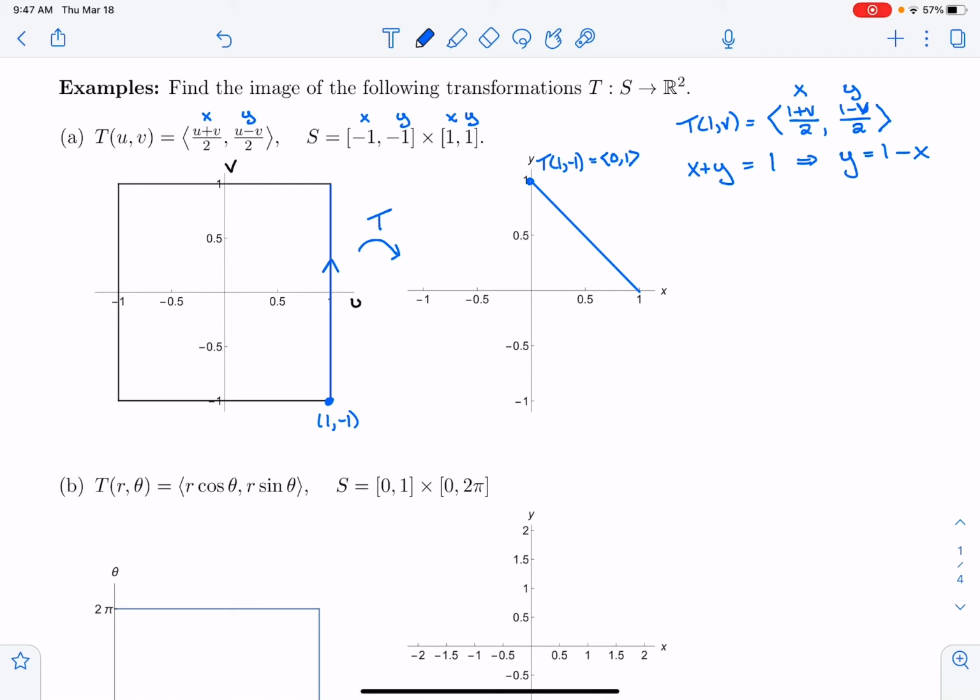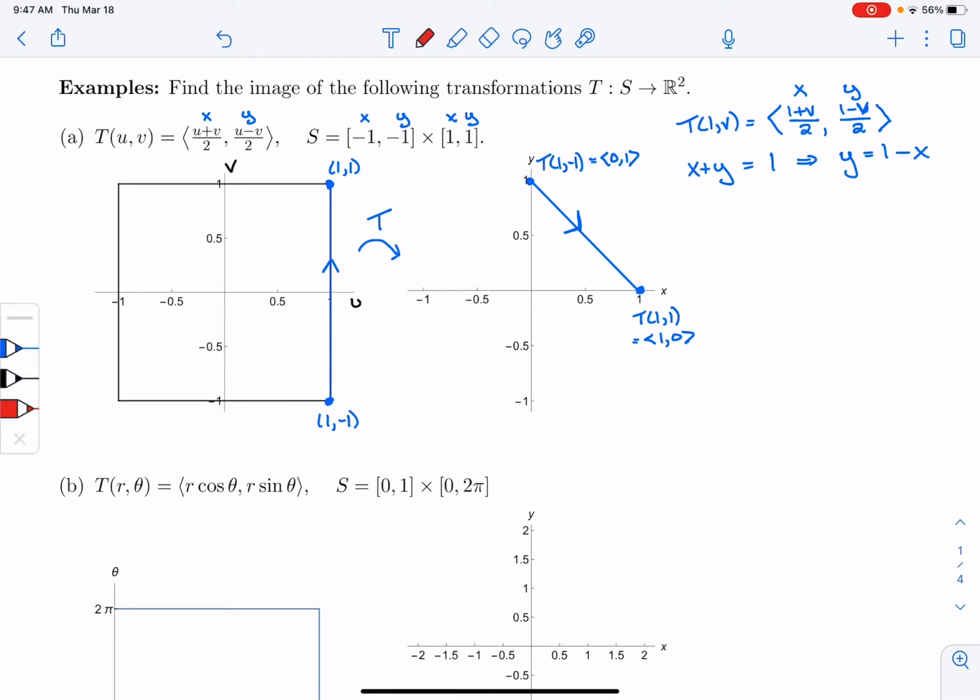And then I'd be curious, okay, what happens to the point here, 1, 1? So I'm going to apply T to 1, 1. And what I'm going to get when I plug in 1 and 1 for u and v is the point 1, 0. So that's T of 1, 1. So if I move up along this line segment, then I'm going to move diagonally downward along this line segment here. Okay, that gives me the first line segment.